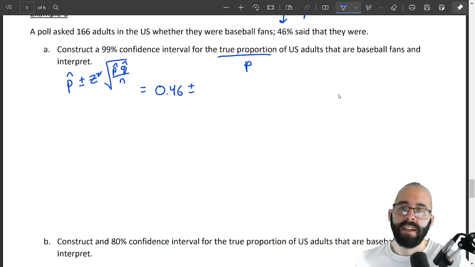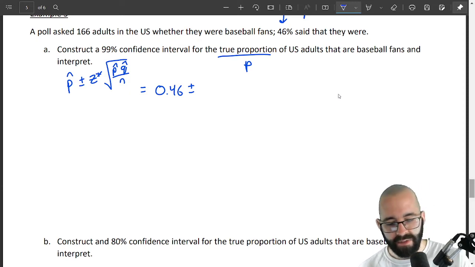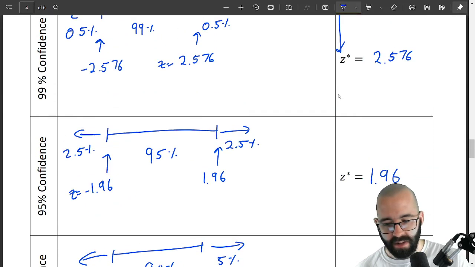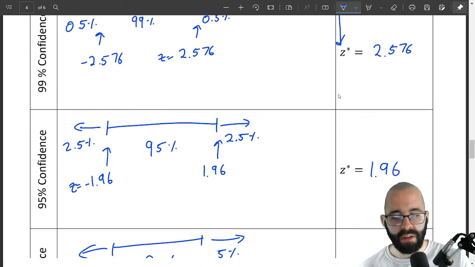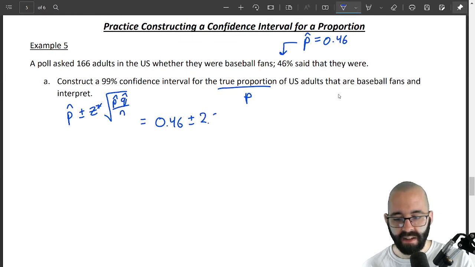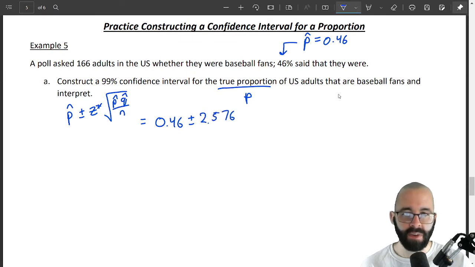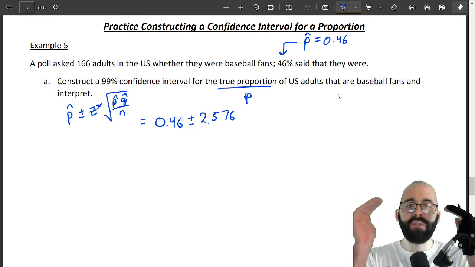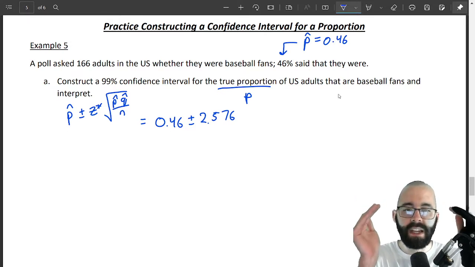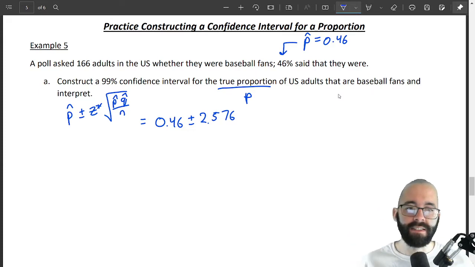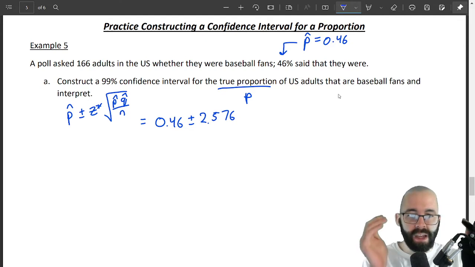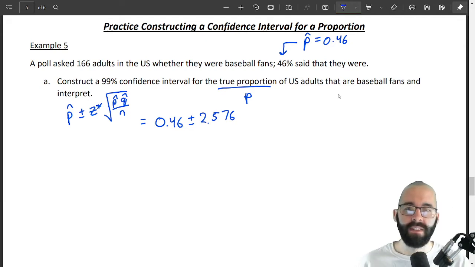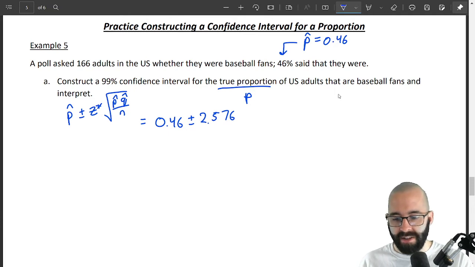So z star is just how many standard deviations we are away from the mean to get 99% of the data. And we found out in the video above that for 99% of the data, we're 2.576 standard deviations away from the mean. If we're within 2.576 standard deviations of the mean, that's where 99% of the data is. So there's a 99% chance that the true proportion will be in that interval. And then multiply that by the standard error.